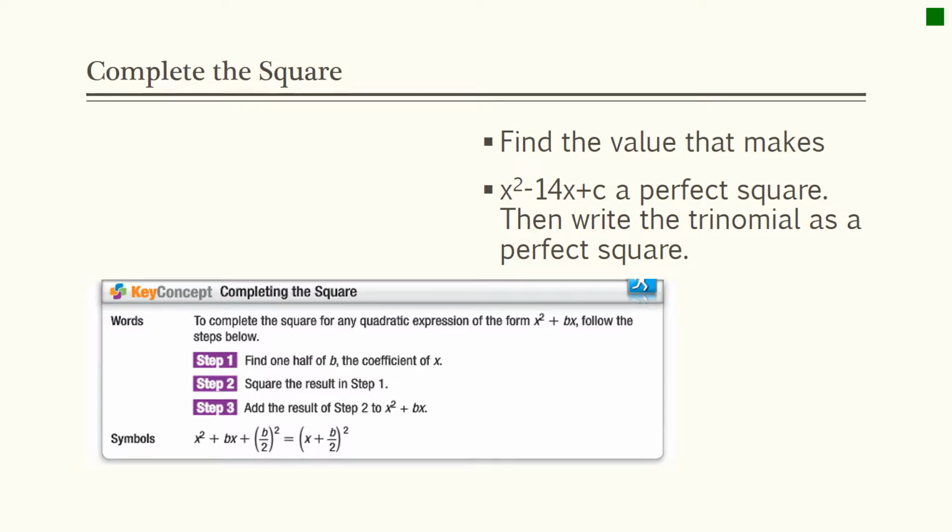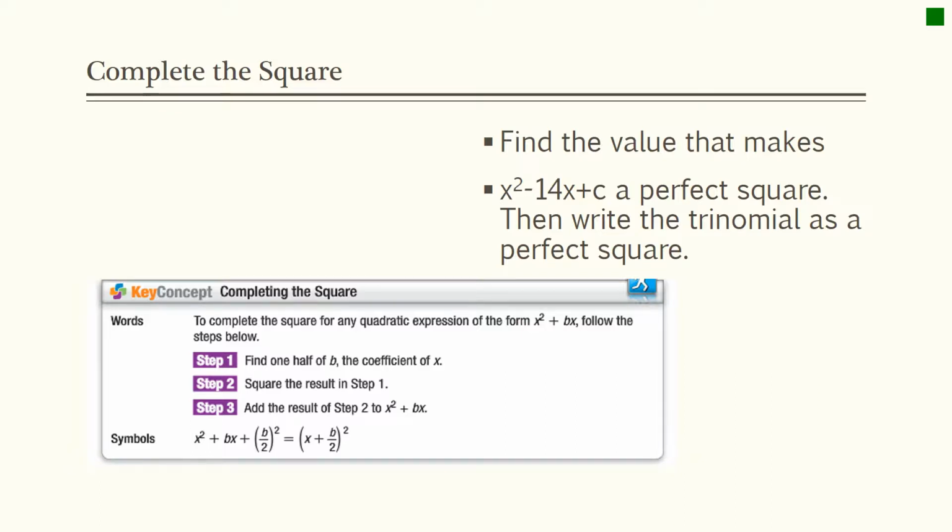And completing the square actually uses the square root property. In order to do so, we manipulate an equation until one side is a perfect square. And when we do that, then we can use the square root property to come up with the roots. And we will end up with all kinds of crazy numbers and such.